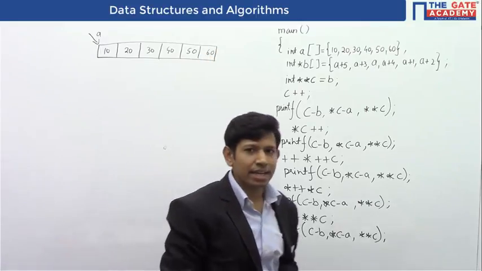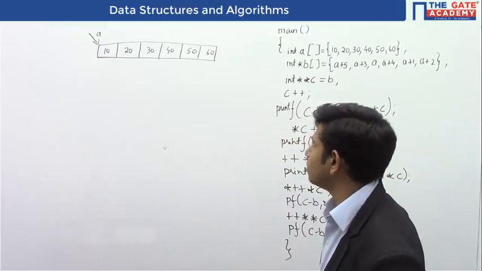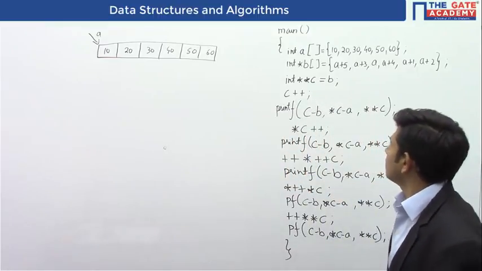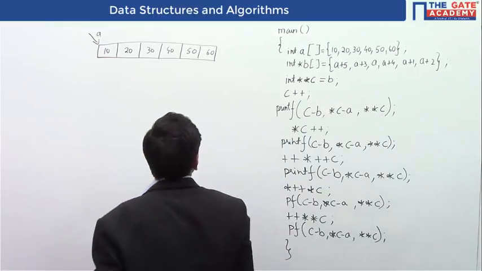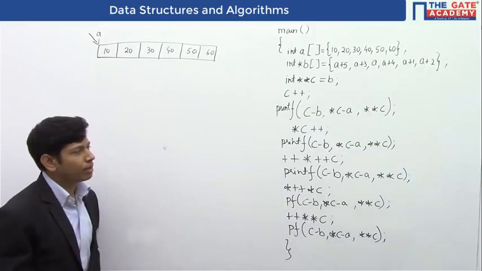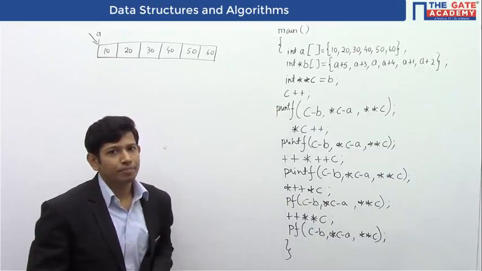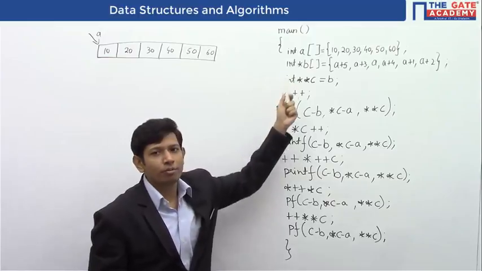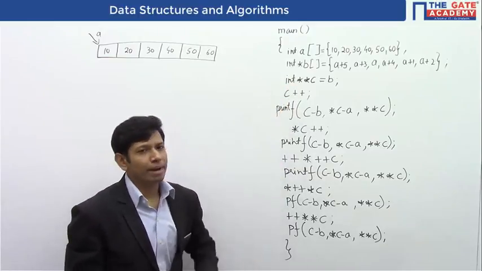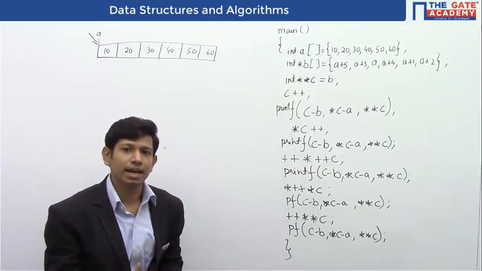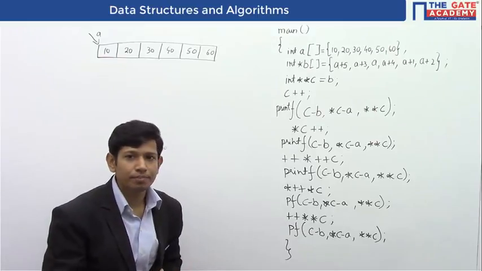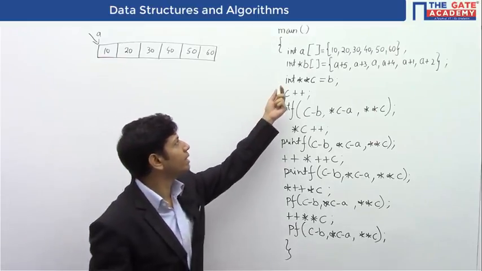So we have this array A and it is having values 10 to 60. Next, we have another array B, but it is int star B. Now, B followed by brackets represents that it is an array. The name of the array is B. But it is also having int star.